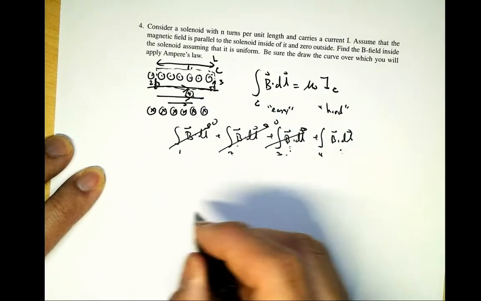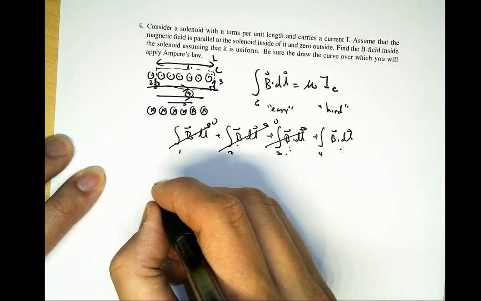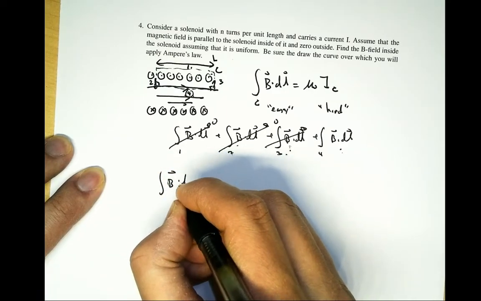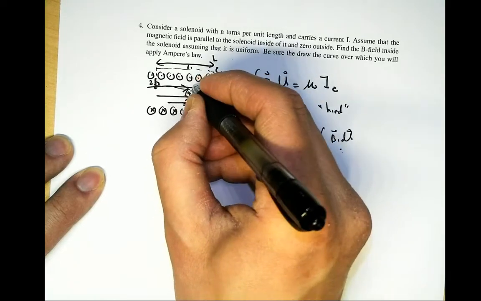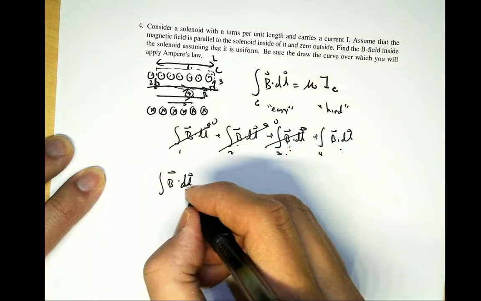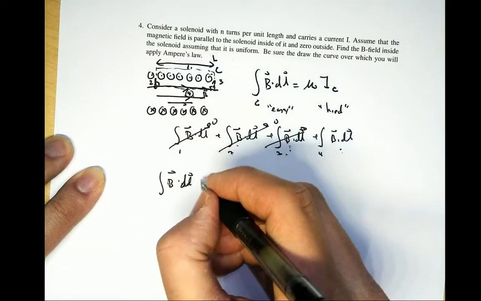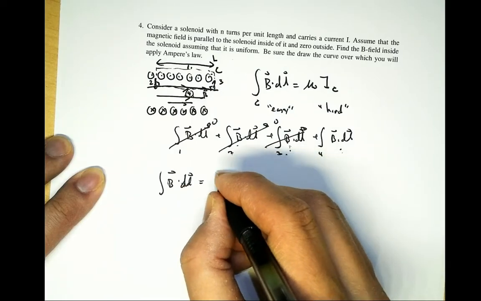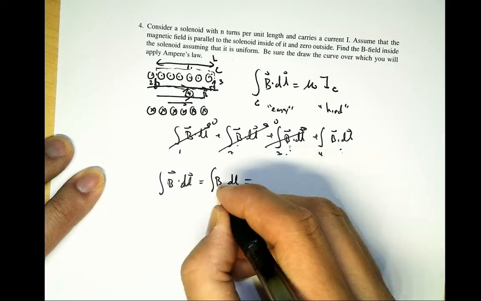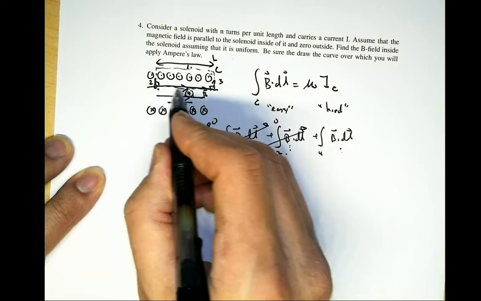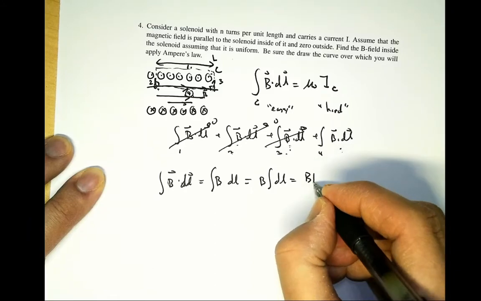So let's go ahead and do number 4. This is B dot dl. The B field is pointing in this direction and it's uniform everywhere, because that's the assumption, and dl is pointing along this, so these are parallel. So it's the integral of B dl. B is a constant, so the integral along this side is just B times L.